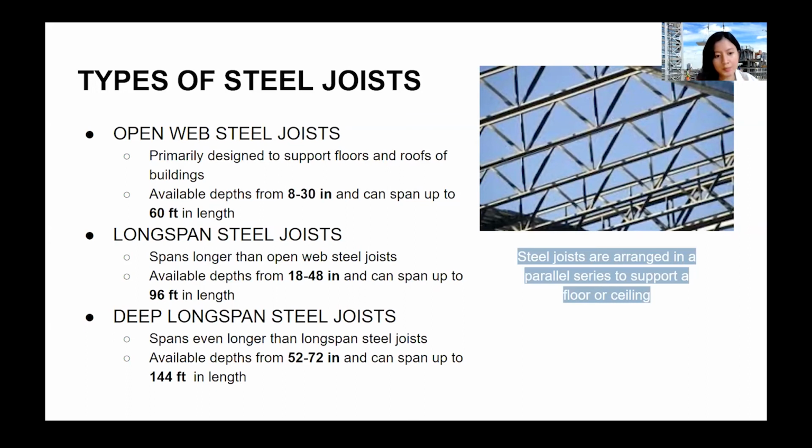Then there's deep long span steel joist, which is even longer than the long span steel joist, and its available depths range from 52 inches to 72 inches and can span up to 144 feet in length.